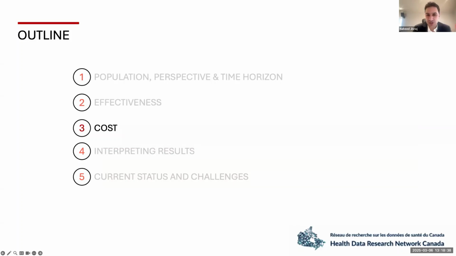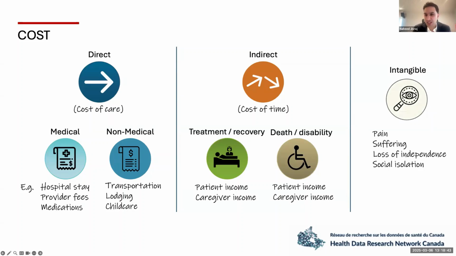Then the next outcome of interest, of course, is cost. And so there are many different types of costs that we needed to consider. There are direct costs, which are the most obvious ones. These are the cost of your medical stay, or even non-medical costs, like the taxi you had to pay for to get to the hospital. And then there are indirect costs, such as the opportunity cost of being maybe disabled after your ICU stay. So this could be a loss of income or your caregiver's loss of income.